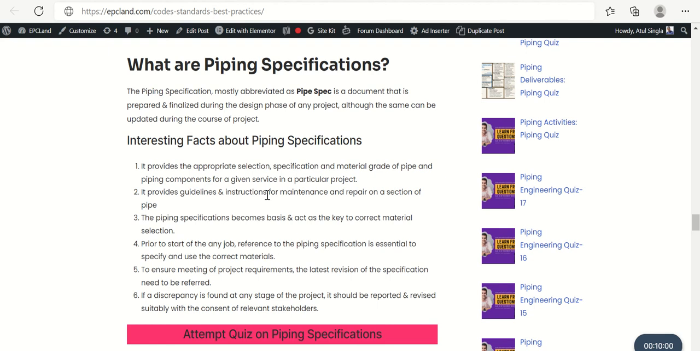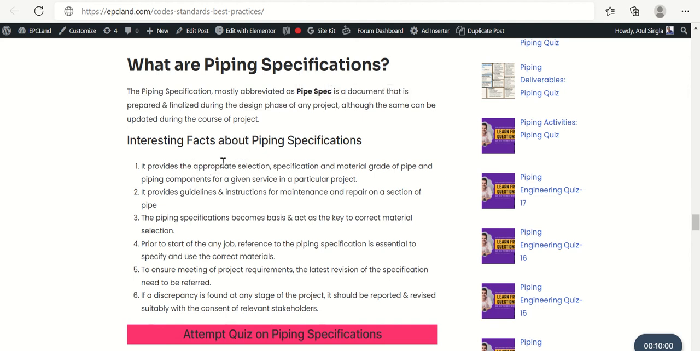Now again, let us talk about the third part. What are piping specifications, right? Sometimes we confuse it with the piping standard, piping code. The specifications are something different. If we are working on any project, in the beginning we have to prepare many specifications which will be used throughout the project, throughout the life cycle of the project, right? Those documents which we prepare at the initial stage of the project are defined as piping specification. Sometimes we call it a piping spec also, right?